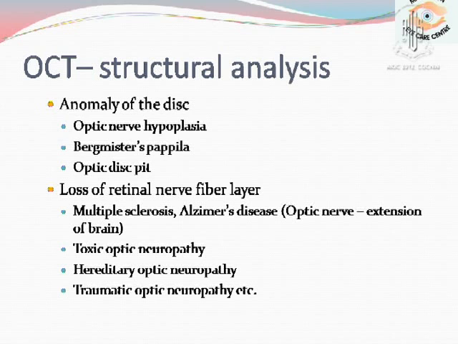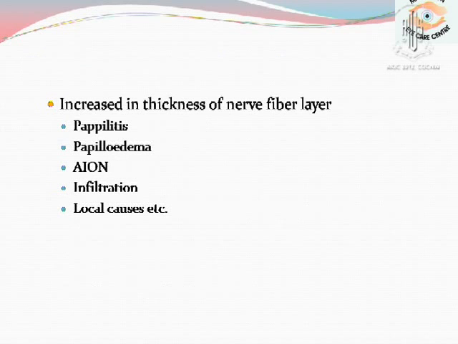It's also seen in neuropathies like toxic optic neuropathy, hereditary optic neuropathy, traumatic and compressive optic neuropathies. Increased nerve fiber layer thickness can be seen in cases of papillitis, papilledema, AION, infiltration of the optic nerve, and other local causes like uveitis which can cause a disc edema.